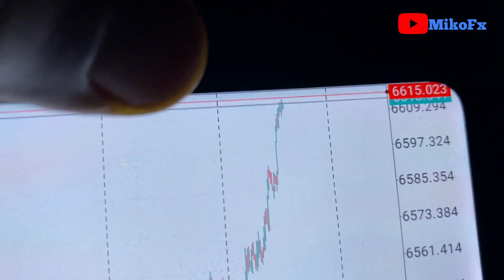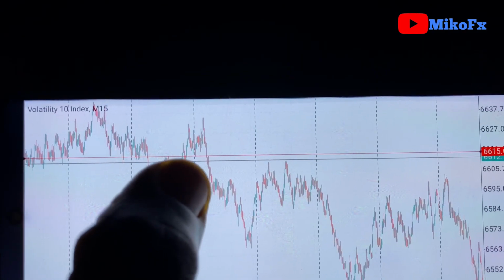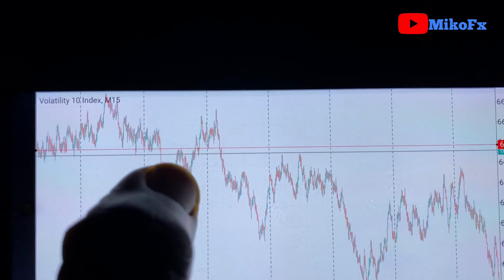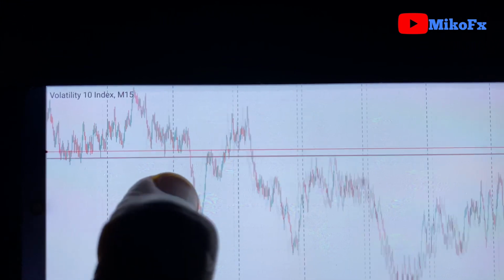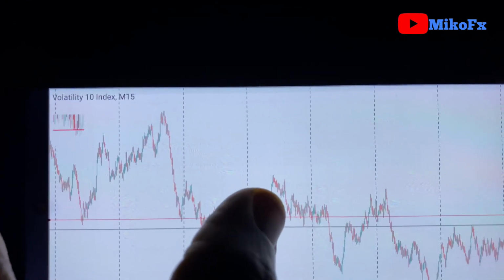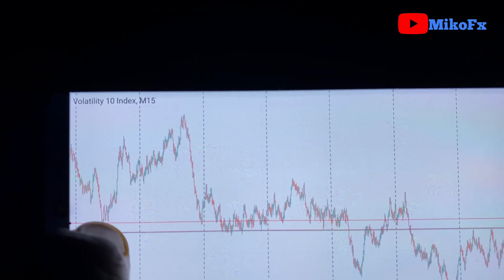How do I know it's a key level? Here the price got to that same level and reversed. And if you keep going back, it tested this same level somewhere here. The same thing here, and here, and here. So if you keep going back, you see that it's been testing that level.